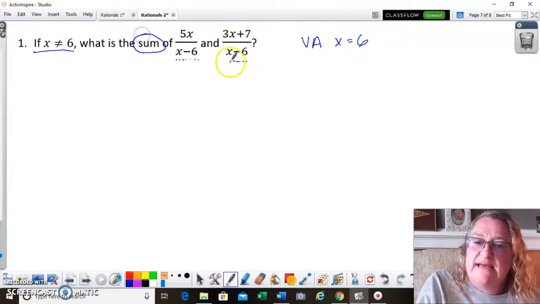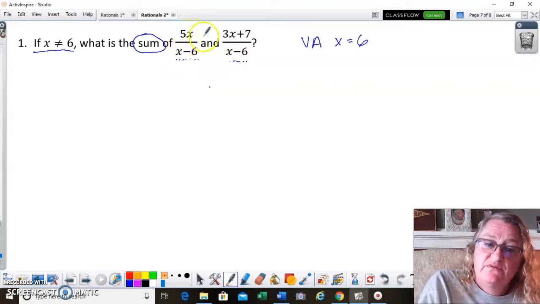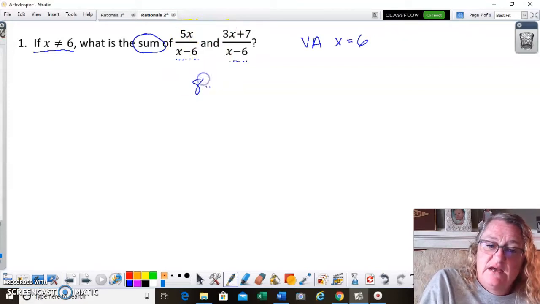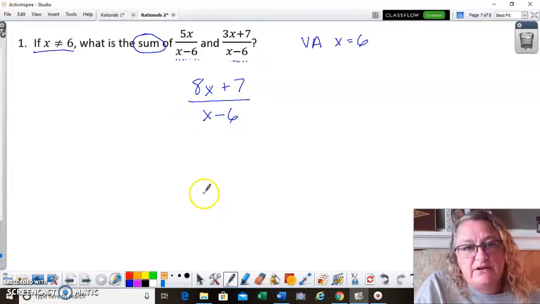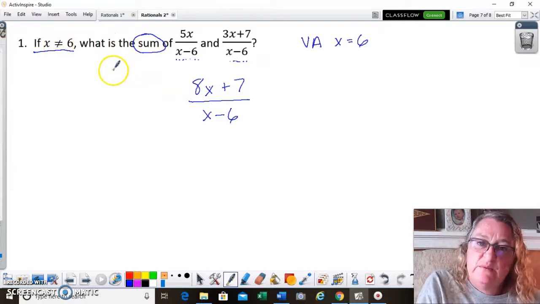Okay, so let's go ahead and sum them. Remember, the word sum means adding. Okay. I already have like denominators, so all I have to do is add my numerators. So I have a 5x and a 3x, which gets me 8x. The 7 is the only constant, and I have x minus 6 as my denominator. So I just wanted to bring to your attention what that beginning part of that statement was saying.